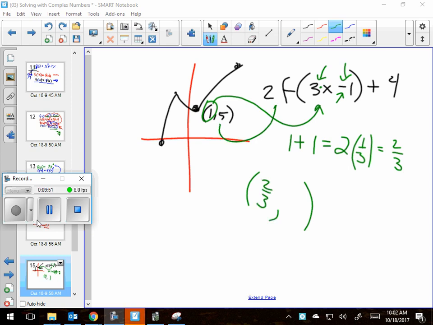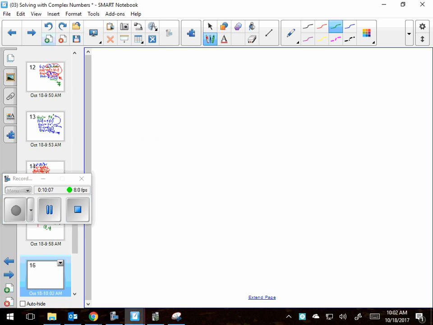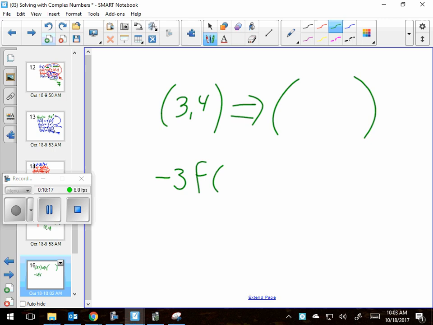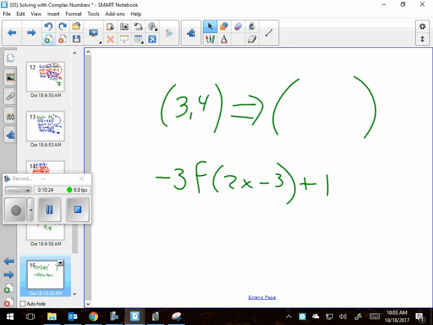All right, so that was 2/3, comma, and then my y is much easier, because you can trust the stuff on the outside. It seems like you multiply by 2 first, and you do. 5 times 2 is 10, plus the 4 is 14. 2/3, comma, 14. All right, I know I got a lot of you on that one because of the order thing. I'm going to do one more similar. Let's try this. Let's say the point in question is 3 comma 4, and I want to move it to a new point based on this function rule. Negative 3 f of 2x minus 3 plus 1. Figure out where this point would go to based on those function rules.